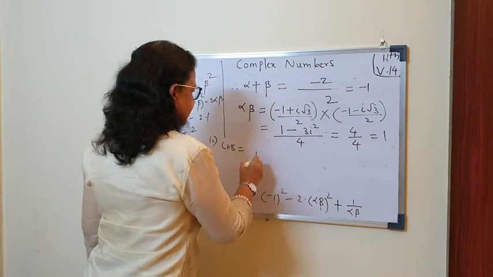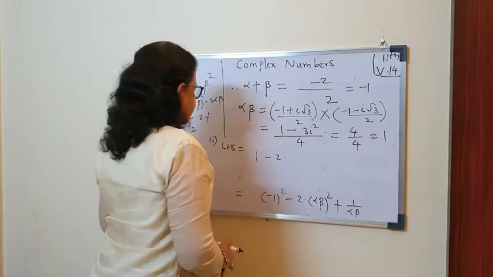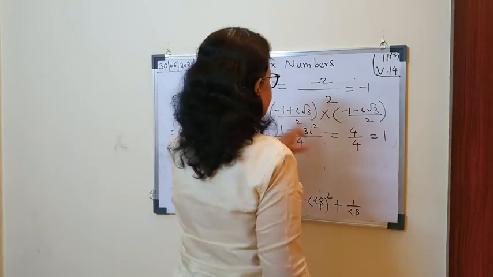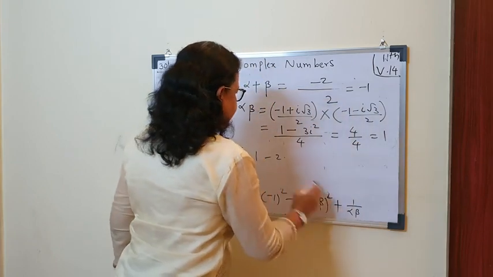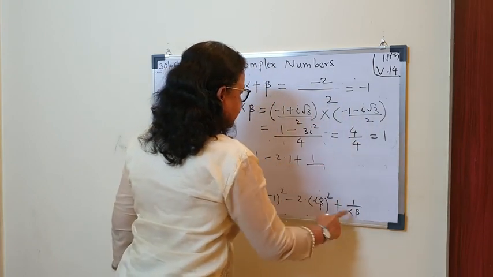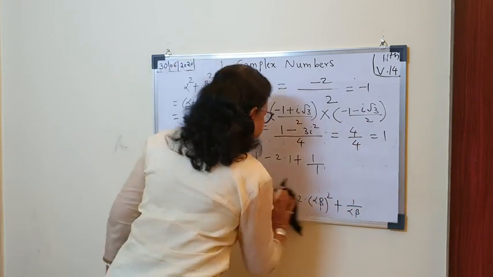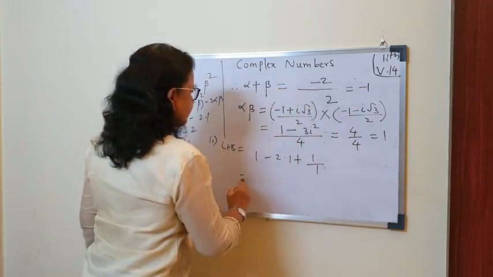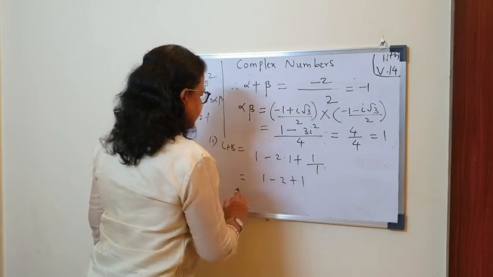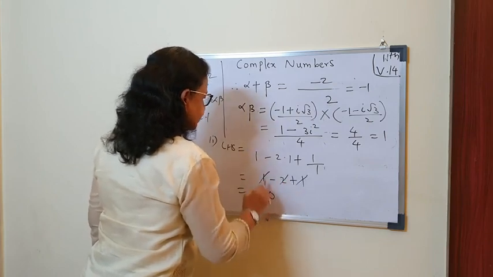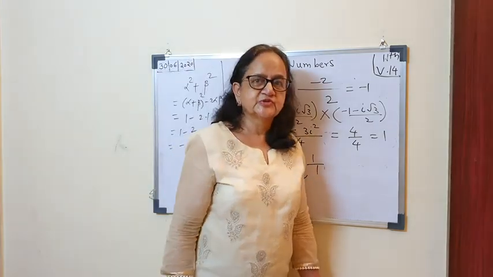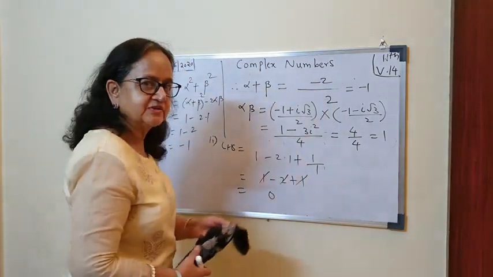Minus 1 square is 1. Minus 2 into alpha beta, the value is 1 again. So 1 square, that is 1. And 1 upon alpha beta, the value is 1, so 1 upon 1. So final answer, what you got? 1 minus 2 plus 1. So that 2 minus 2 got cancelled. Again you got 0. So both the values came out to be 0.